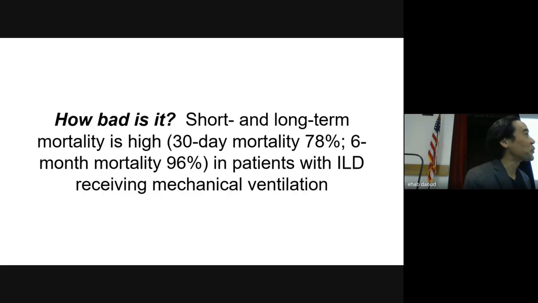This doesn't mean that there's nothing that we can do for these patients, right? There are going to be patients that are going to respond to therapy if we just give them time. These are the patients for whom early tracheostomy actually makes sense, just to see if we can get them through the acute process and see where that takes them.